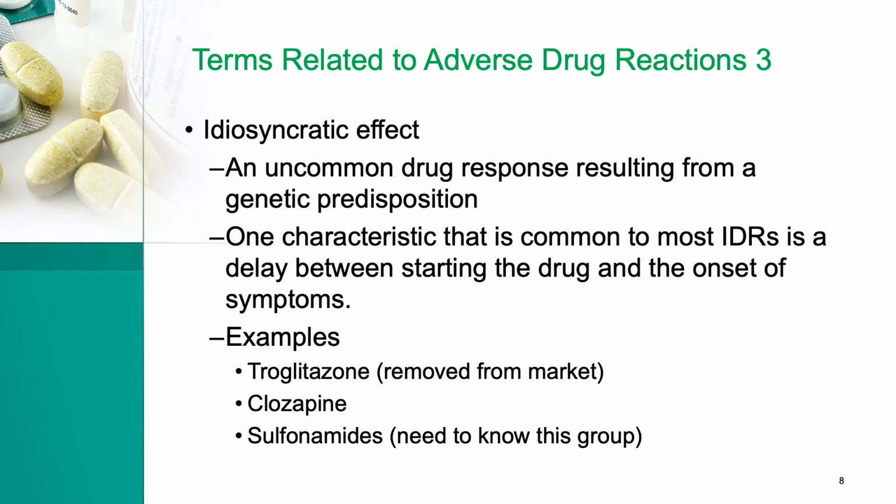Idiosyncratic drug reactions may be defined as uncommon adverse effects that cannot be explained by the known mechanisms of action of the offending agent. They do not occur at any dose in most patients and develop most unpredictably in susceptible individuals only. It sometimes results from a genetic predisposition that is immune mediated. One characteristic that's common is a delay between starting the drug and the onset of symptoms.